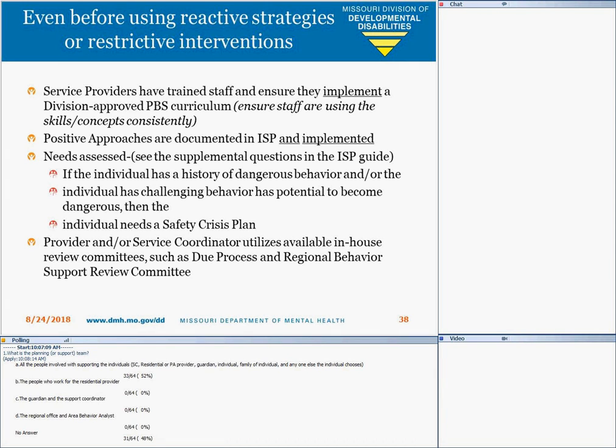And part of the responsibility of the service providers and the support coordinator is to review and ensure that those strategies are being used. They need to be assessed. There's supplemental questions in the ISP guide to help you do that needs assessment, especially if the individual has a history of dangerous behavior or challenging behaviors that have the potential to be dangerous. Then they need a safety crisis plan.